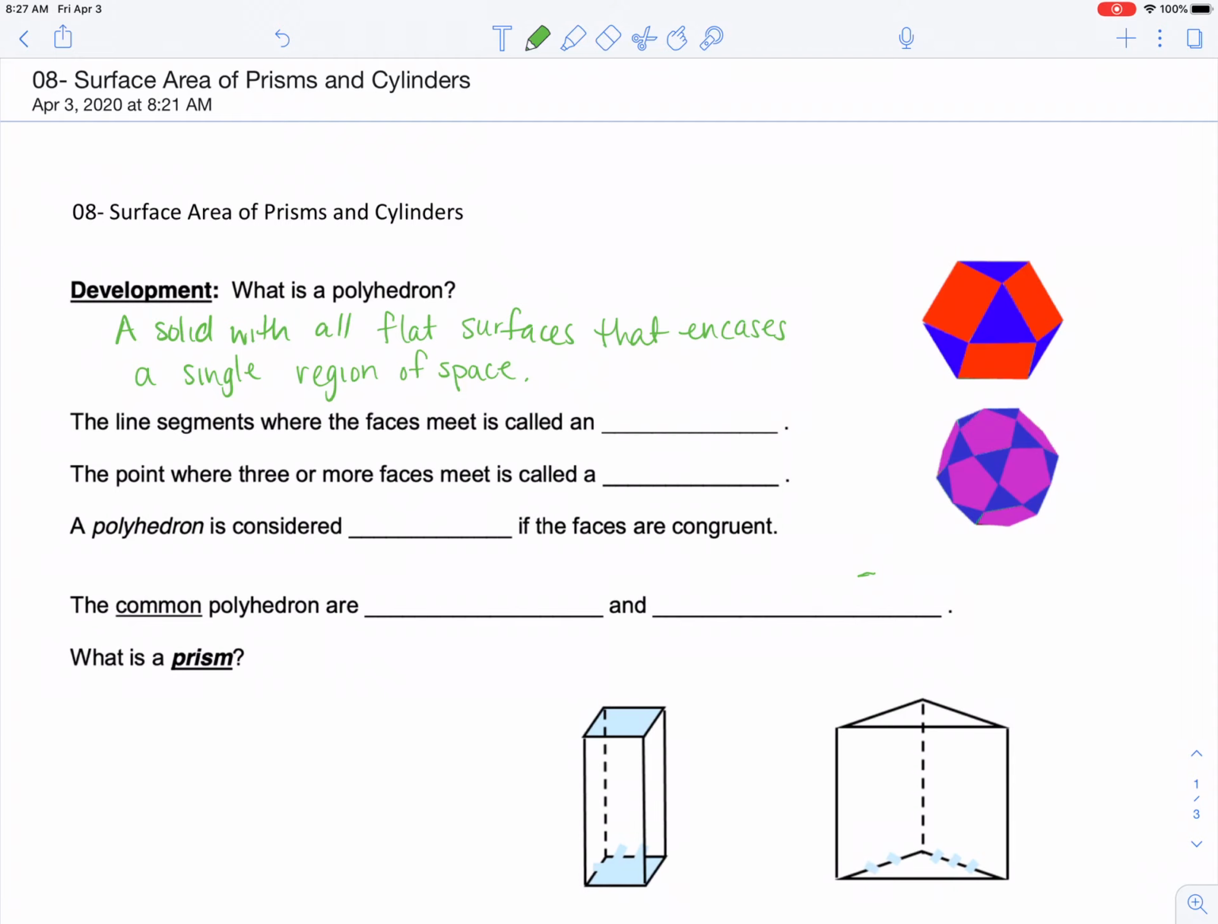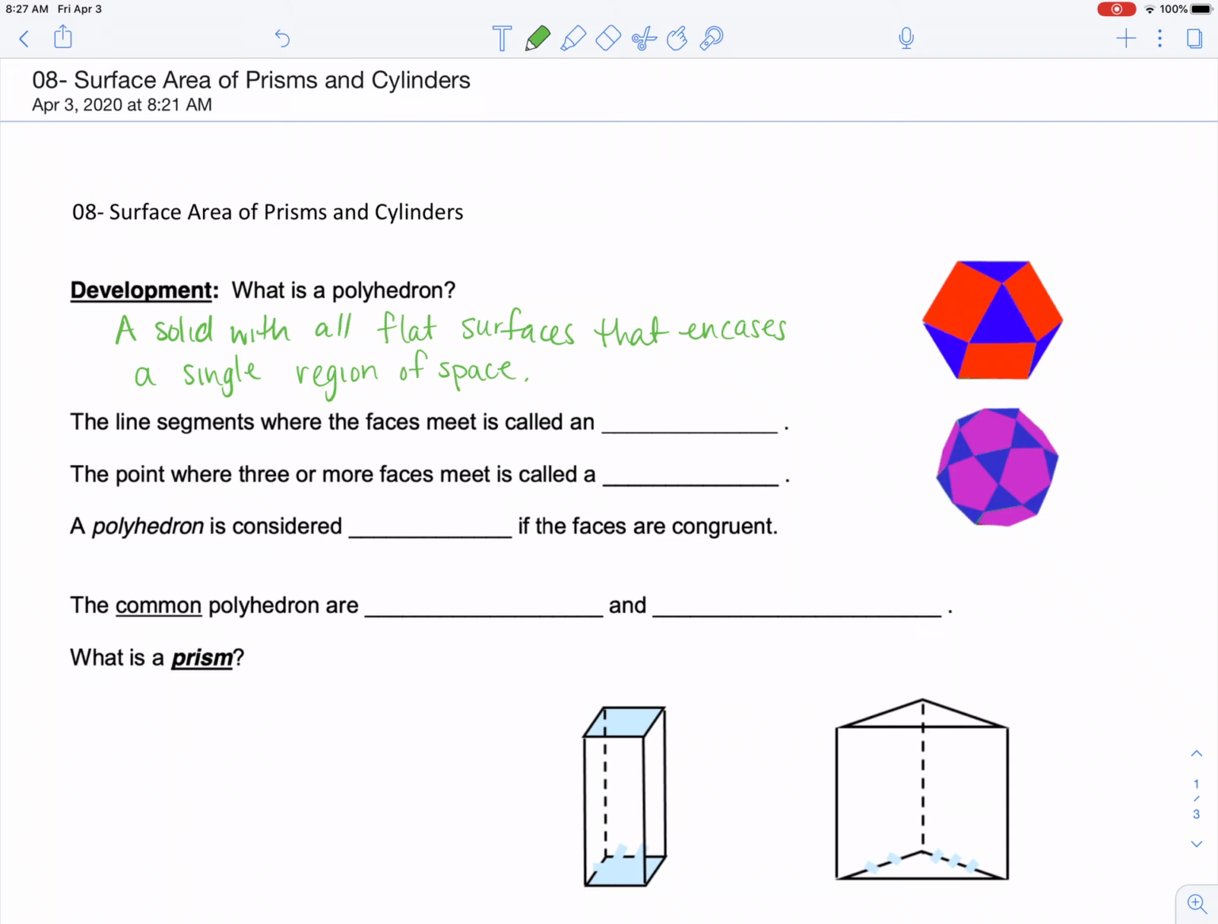Okay, back in business. What is a polyhedron? It's a solid with all flat surfaces that encases a single region of space. So the region of space that it encases was the volume that we were covering before, along with density. Volume and density deal with the space inside. Today we're talking about the surface area, but there's some review in the beginning of different terms that we've talked about.